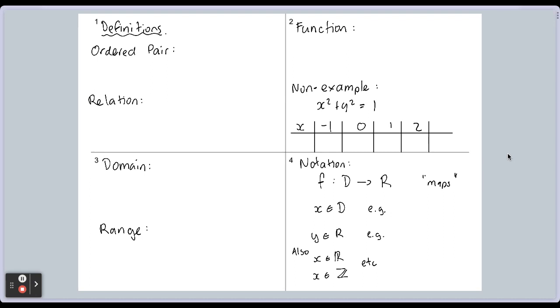Hey, let's make a start. Definitional work to start with.